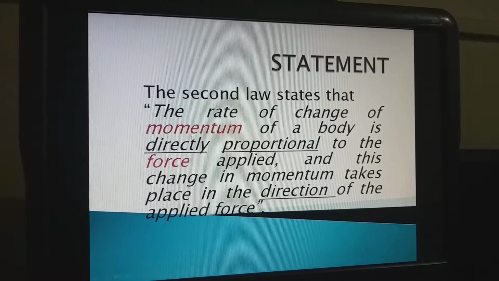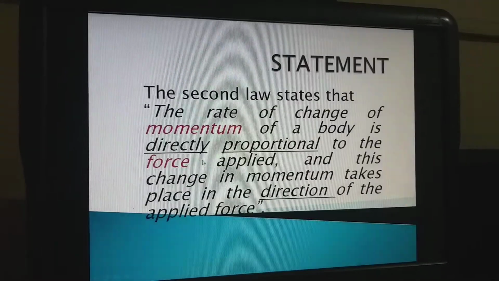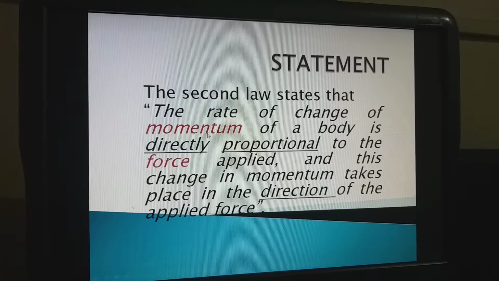First, remember what is the concept? Rate of change of momentum. What are we going to get? Momentum. You know what momentum is? It is mass into velocity. Force you know very well. It is directly proportional. Just remember, it is directly proportional. And this change in momentum takes place in the direction of the applied force. Whatever the direction is, in that direction this rate of change of momentum takes place.